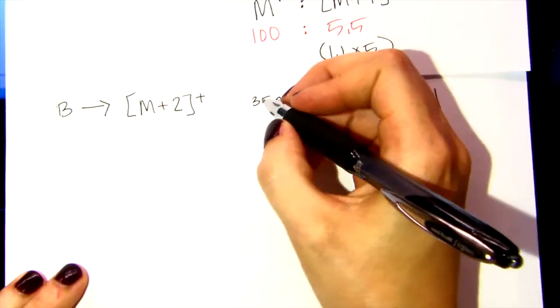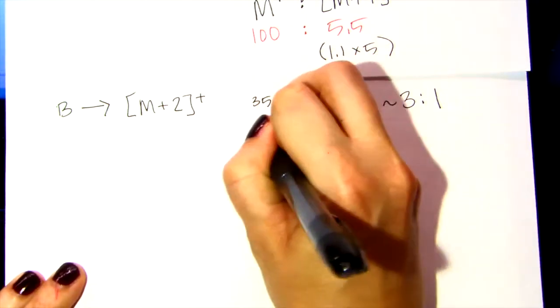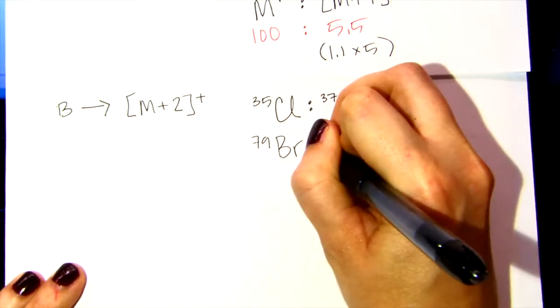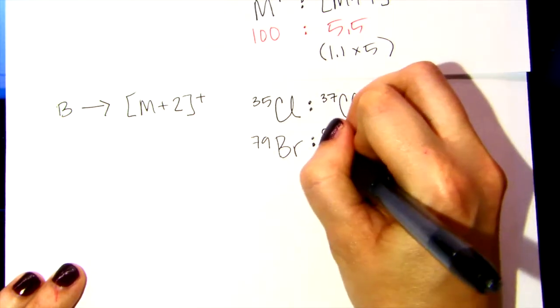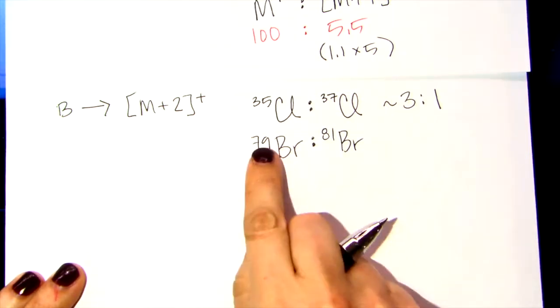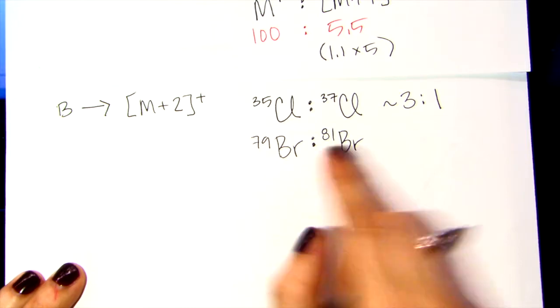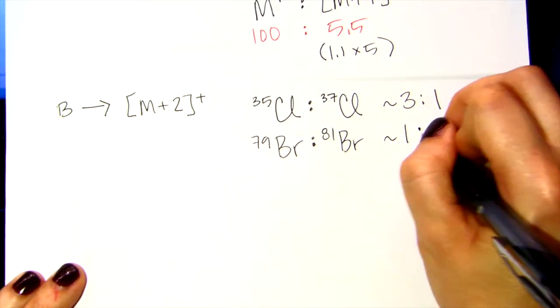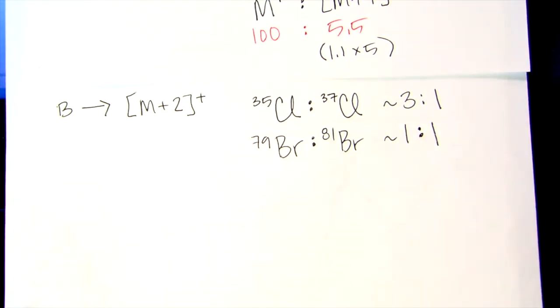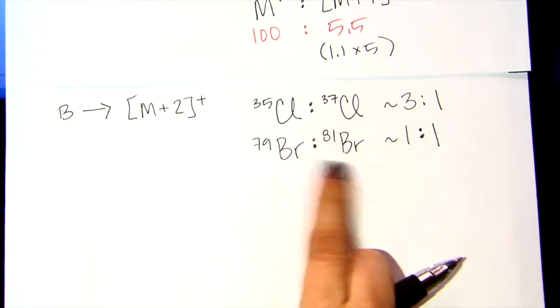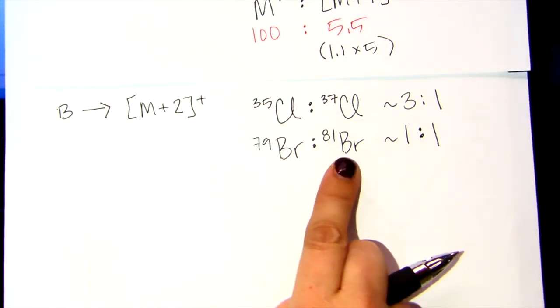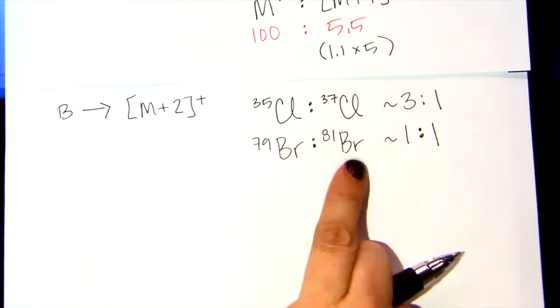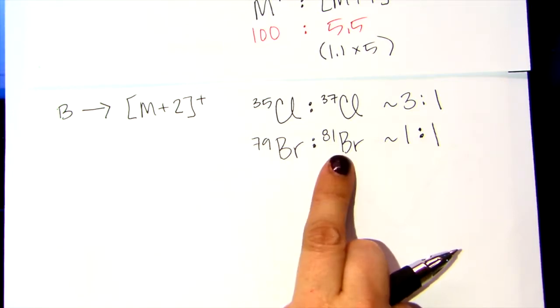Okay, so bromine's a really distinct one as well. Bromine has a mass of 79, but then it has another common isotope with a mass of 81. So that's M+2, right? This one's almost in a perfect 1-to-1 ratio. It's not perfect, but it's close. So if you see a mass peak, and then you see M+2, and the two are equal in size, that's a signal that you have bromine.